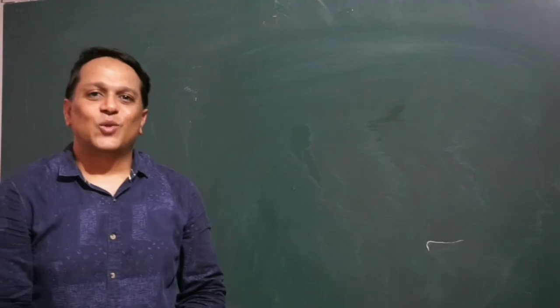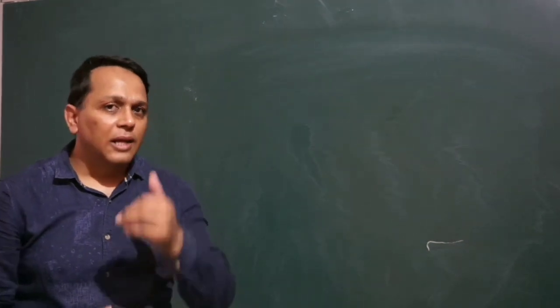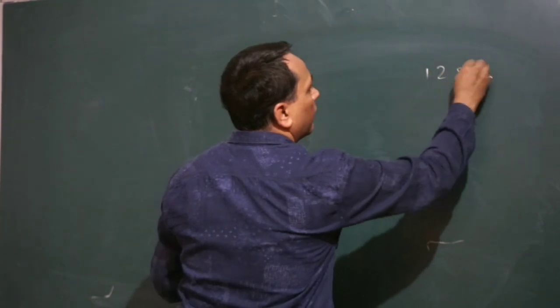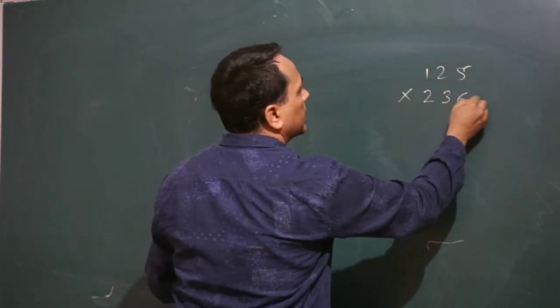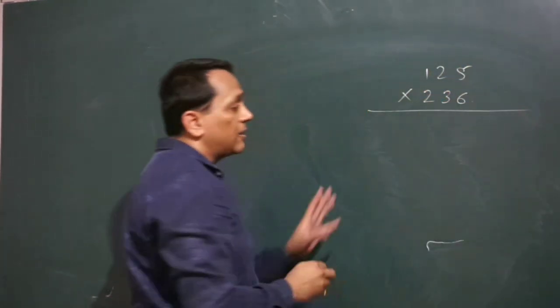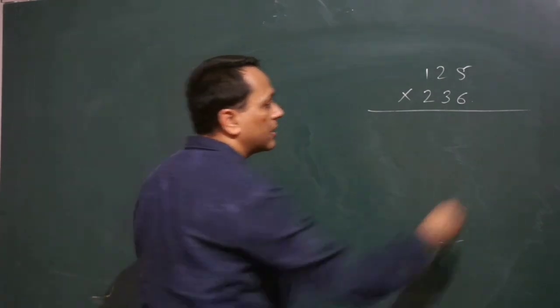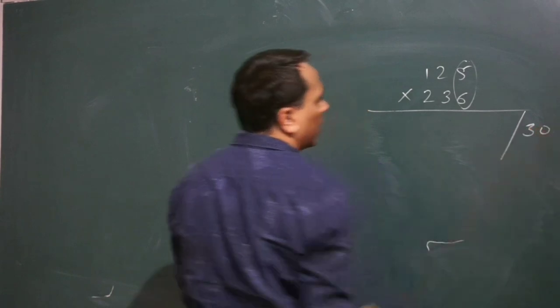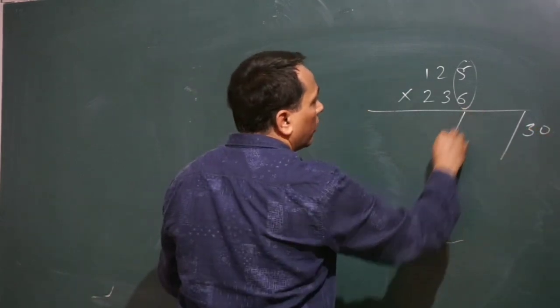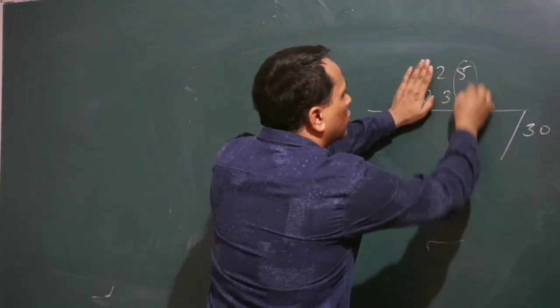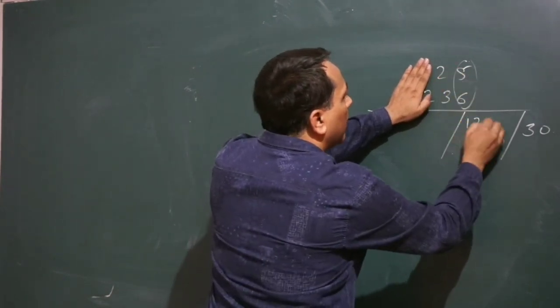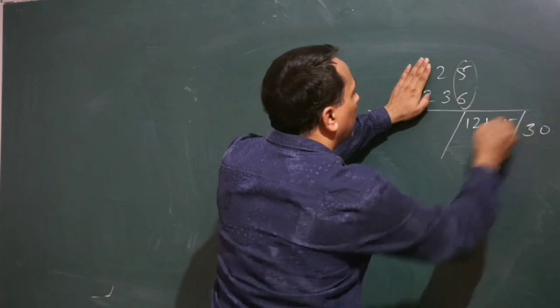So how to multiply 3 digit numbers? Let's see the first problem. 125 multiplied by 236. The answer here is in 5 parts. First is 5 into 6 is 30. The second part what we do is we multiply these two terms and add them. 6 into 2 is 12 plus 3 into 5 is 15.